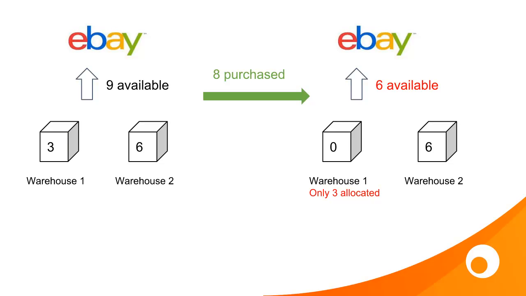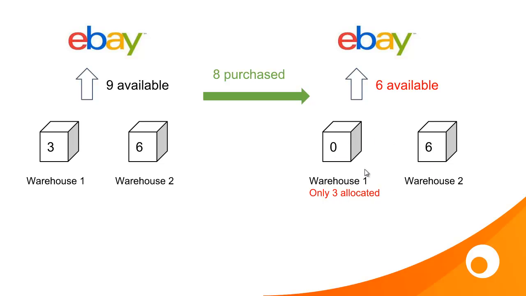We're going to use eBay as an example. We've got 3 items on hand in warehouse 1 and 6 items on hand in warehouse 2. We've chosen both warehouse 1 and warehouse 2 to feed our eBay channel, which means that eBay shows 9 available. Our customer purchased 8 of these, and we've chosen warehouse 1, which is our main mail order warehouse, to be the warehouse that we allocate inventory from for that particular channel. We only have 3 on hand in warehouse 1, so only 3 have been allocated.